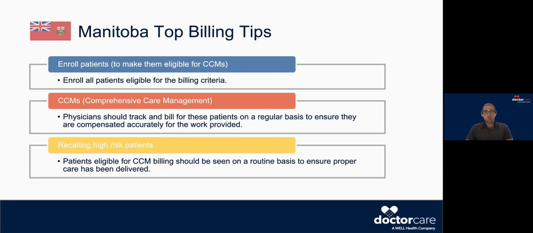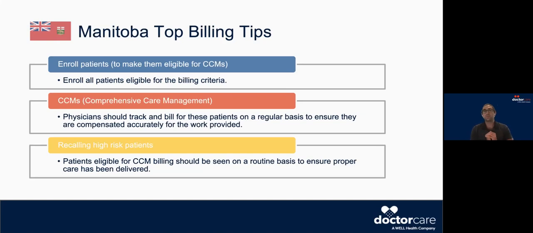Jumping over to Manitoba. The top billing tip here is to make sure that you are enrolling your patients properly. This has repercussions for your comprehensive care management. You have to bill patients for the CCM, and you can only bill those incentive codes if they're enrolled. So you have to make sure you know who these enrolled patients are, and that you're billing for their CCM bonus.